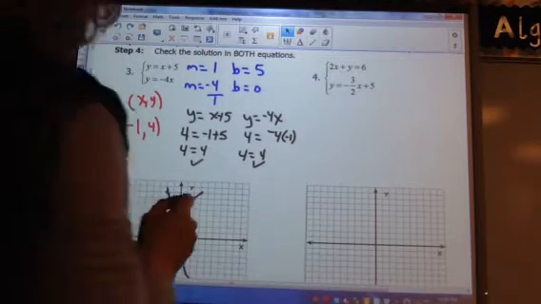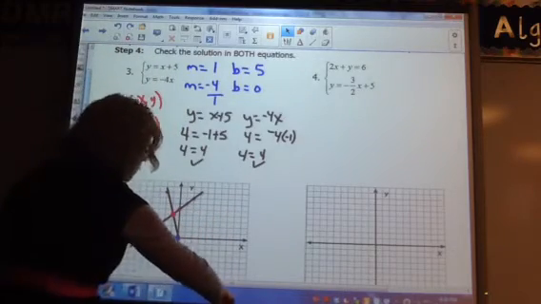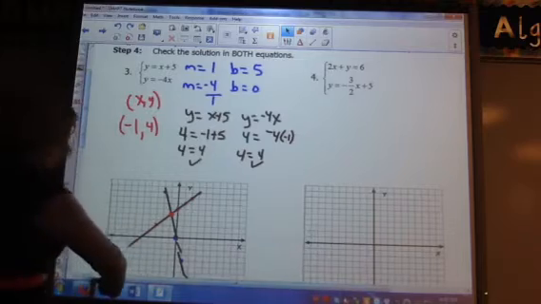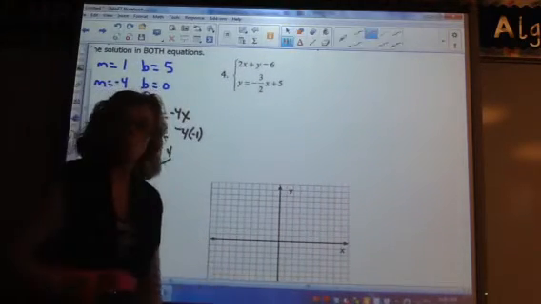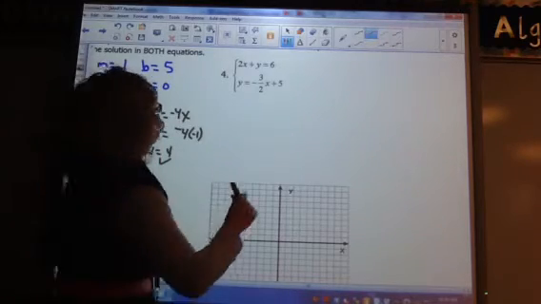So this is part 2 of Unit 5, Section 1. And let's do another one together. So we need to first make sure that they're both in slope-intercept form so we can graph them.